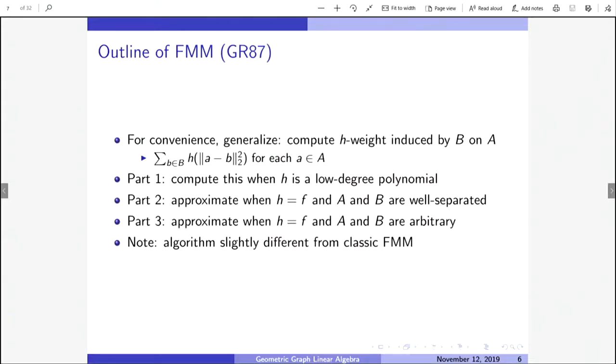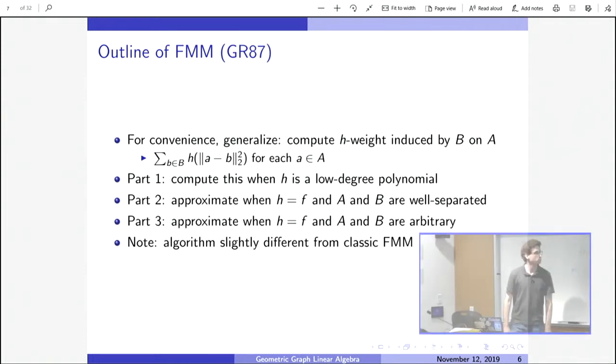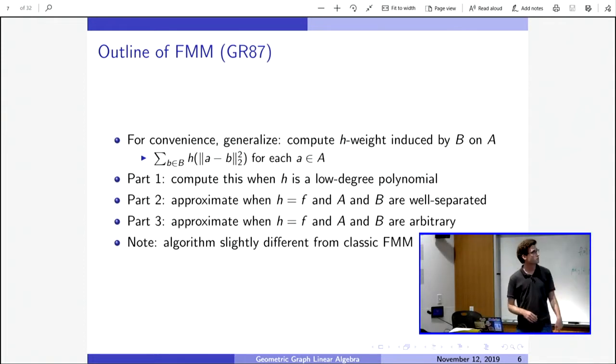Okay, so let's talk about the fast multipole method. Let's just recall what we want to do. Let's generalize a little bit. Instead of just having one set of points x, we'll have two sets of points, A and B. In particular, we'd like to compute the force induced by a set of points B on another set of points A. What this amounts to is that for every point in the set A, we'd like to compute the sum over B of h of the L2 norm squared between A and B.